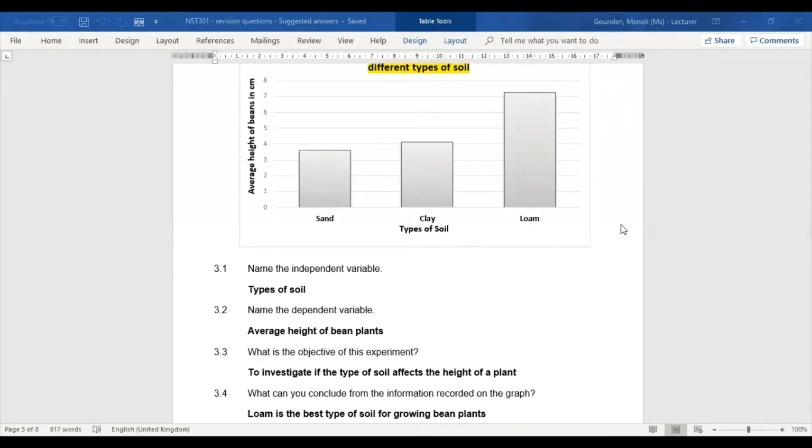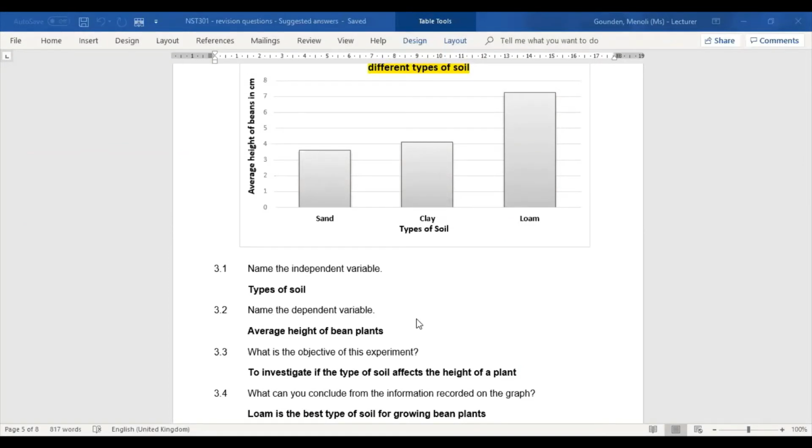Okay, so 3.1, name the independent variable. If you were given a graph and you know the independent variable is on the horizontal x-axis, you go to the name on that axis and you straight away have your independent variable. So type of soil. In the same way, if you were given a graph and you're asked to name the dependent variable, all you need to do is go to the heading on the y-axis and you have your dependent variable. In this case, height or average height of bean plant.